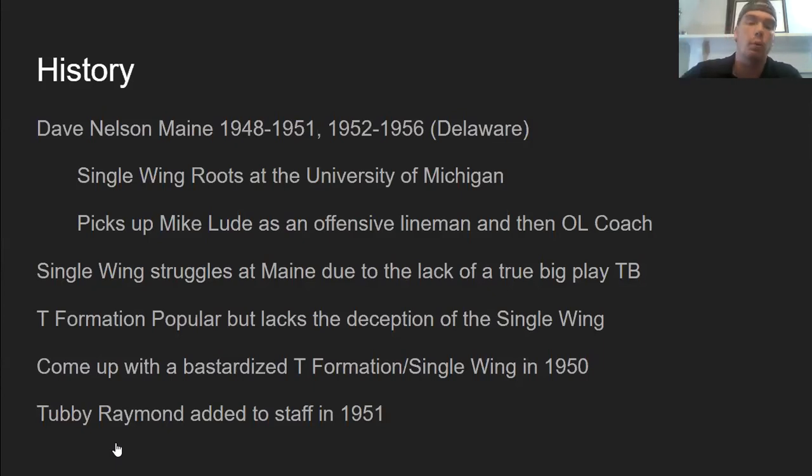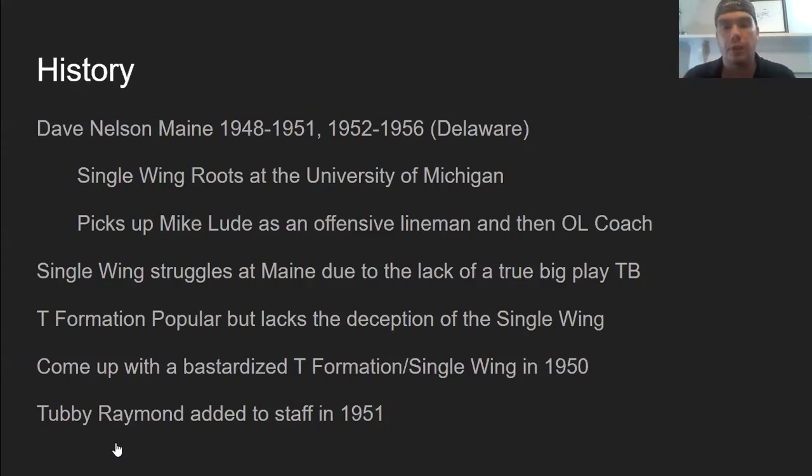Then he goes to Delaware in 1952. And it says 56 there. I've seen 56. I've seen 66 mostly. So we're going to actually need to change that. He was head coach there from 1952 to 1966. Picks up a guy named Mike Lude as an offensive lineman in his travels as a coach that then becomes his offensive line coach.